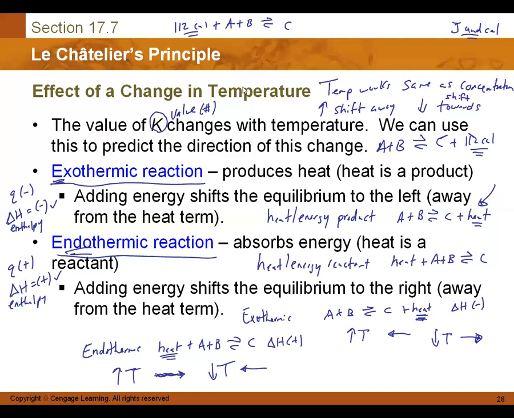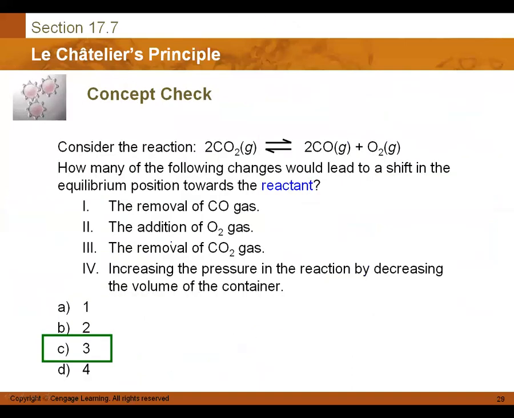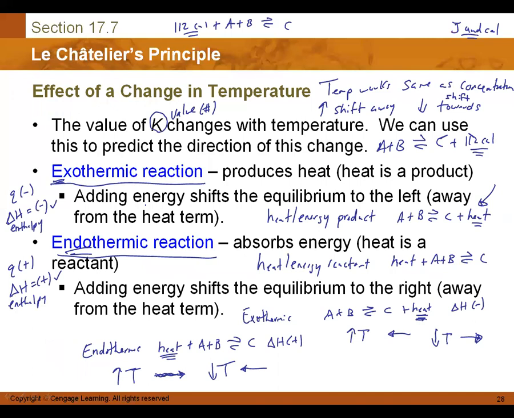All right, so let's take a look at this one, and we'll just do a whole bunch of examples off of this one here. We're just going to make this up, and I'm not sure if it's right or not. We're just going to say the delta H value here for this reaction is negative. All right. So let's see what happens here.